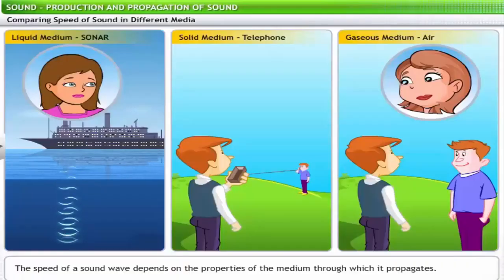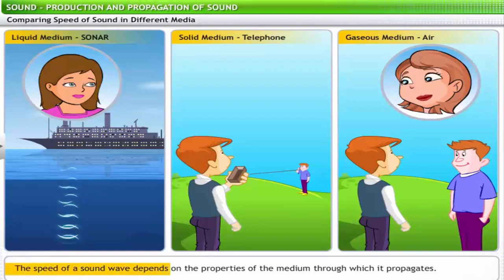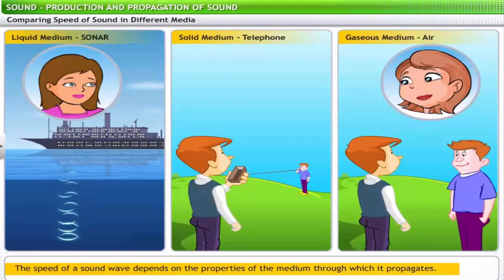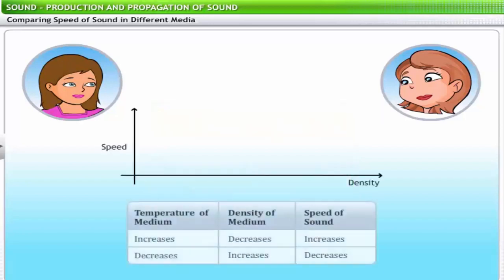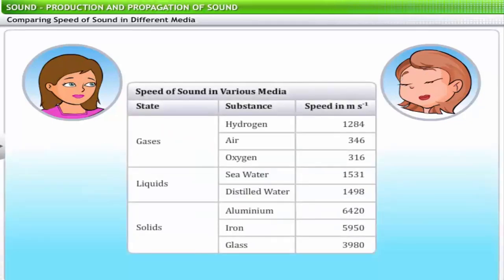What about the speed of sound in a medium other than air? Well, that differs from medium to medium. The speed of sound depends on the properties of the medium through which it propagates. The important properties that affect the speed of sound are the temperature and the density of the medium. If the temperature of a gas increases, its density decreases, resulting in an increase in the speed of sound and vice versa. The speed of sound in various media at specific temperatures is given in the table. From this table, you can see that sound waves propagate faster in solids than in liquids and gases.